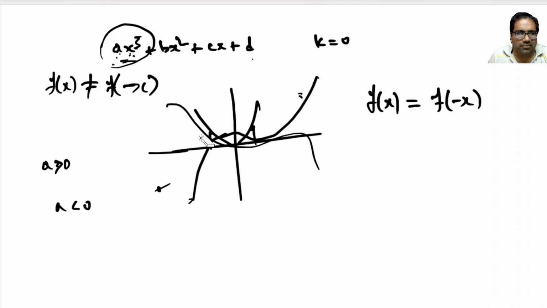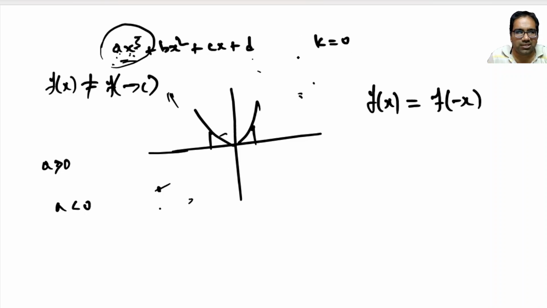Probably something like this. Okay, so initially when x is very small, this will be positive. When x is very large, it will be negative. And nevertheless, whatever is the case, it cannot happen that by having an x cube term, we'll still have f of x equal to f of minus x. There is no way, because as long as x cube is there, this term is forcing one on the negative side, one on the positive side. There is no way this entire graph will be symmetrical with respect to the y-axis.